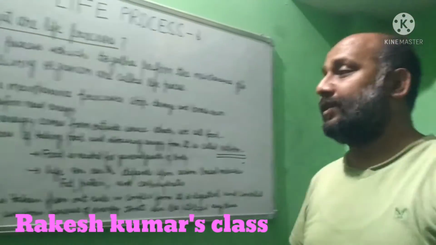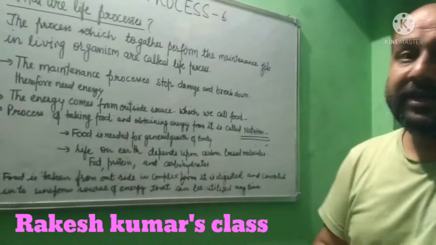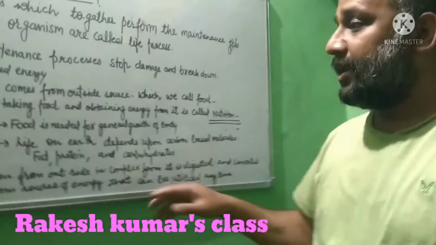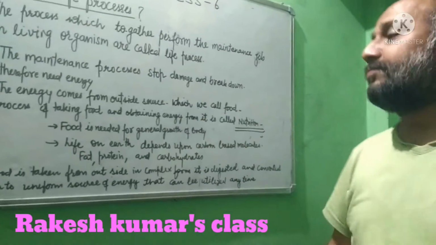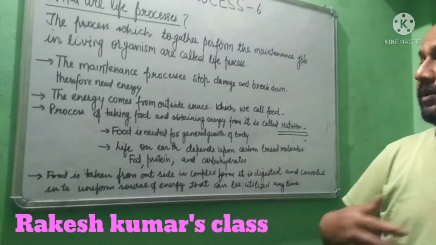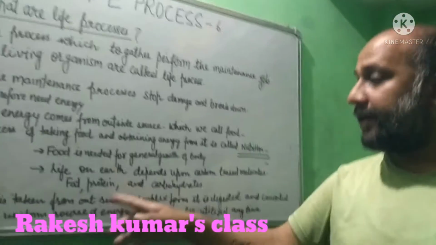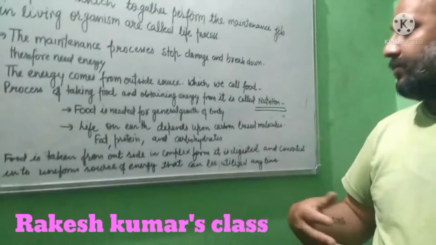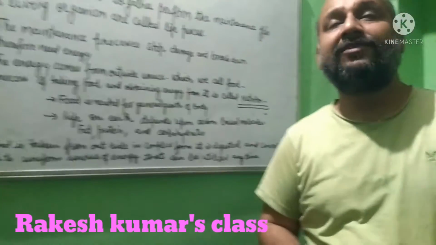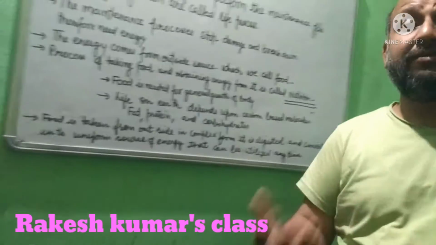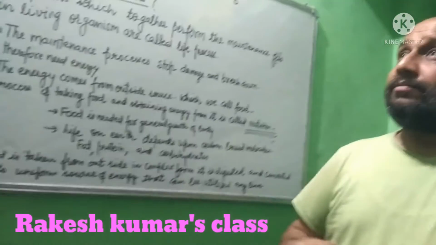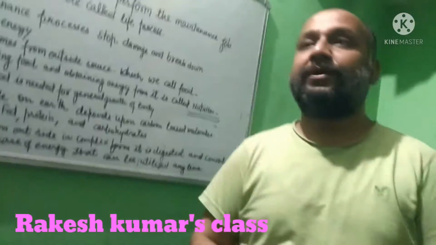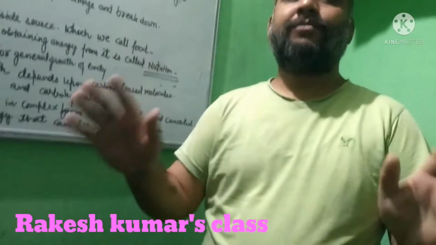पहला प्रोसेस क्या है? न्यूट्रिशन है. देन क्वेश्चन कम्स, व्हाई फूड इज नीडेड? द फूड इज नीडेड फॉर जनरल ग्रोथ ऑफ द बॉडी. लाइफ ऑन अर्थ डिपेंड्स अपॉन कार्बन बेस्ड मॉलिक्यूल्स. हमने डिफरेंट टाइप्स ऑफ न्यूट्रिएंट्स पढ़े हैं: फैट, प्रोटीन एंड कार्बोहाइड्रेट. Food is taken from outside in a complex form. It is digested and changed into simpler form, then stored in the body. The stored food in the body acts as a uniform source of energy when needed by the body.